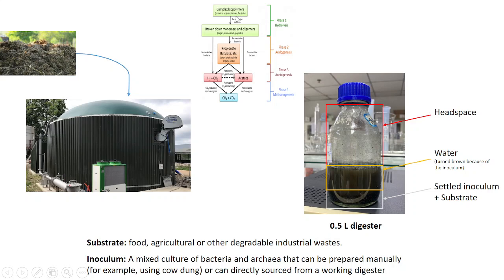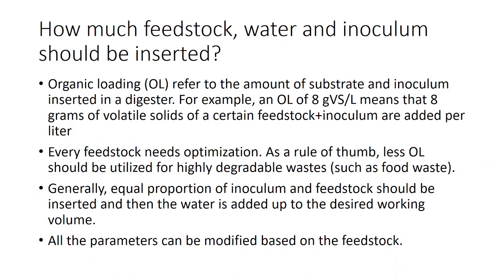For example, lignocellulosic biomass is less degradable, so maybe you can keep a high organic loading for such feedstocks. In this way, the microbial community will also remain active, and you will also get sufficient methane production from such feedstocks. And specifically for your own feedstock, you have to do optimization. You have to first experiment.